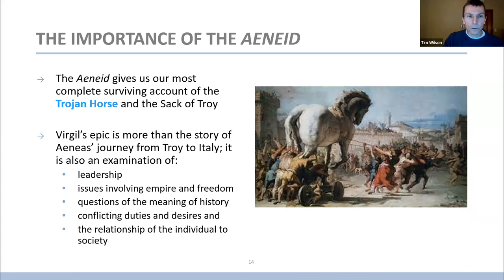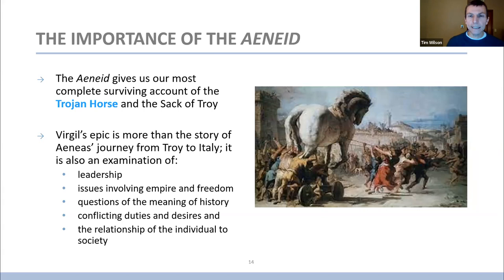And in terms of what other takeaways we have in the epic, it's more than a story of Aeneas's journey. I'd say it's also an examination of leadership. So just as we looked at Agamemnon for the shortcomings in his leadership, we'll see Aeneas as a model of leadership.